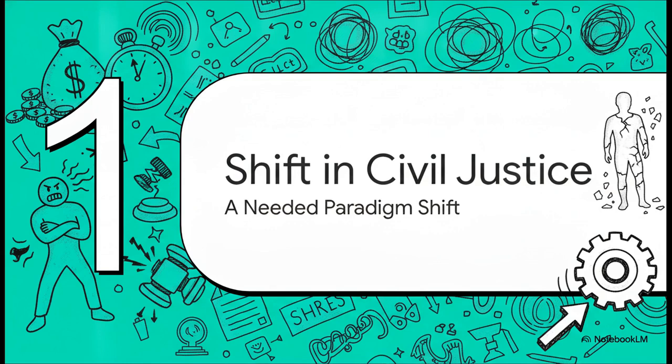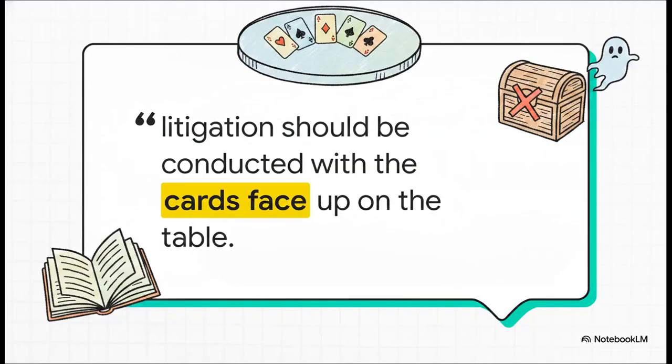Section 1. The shift in civil justice. Okay, to really understand modern civil litigation, you have to realize that for decades, the system was overwhelmingly expensive, notoriously slow, and just incredibly adversarial. It was a system where the parties basically set the pace and the courts merely reacted. A massive paradigm shift was desperately needed.